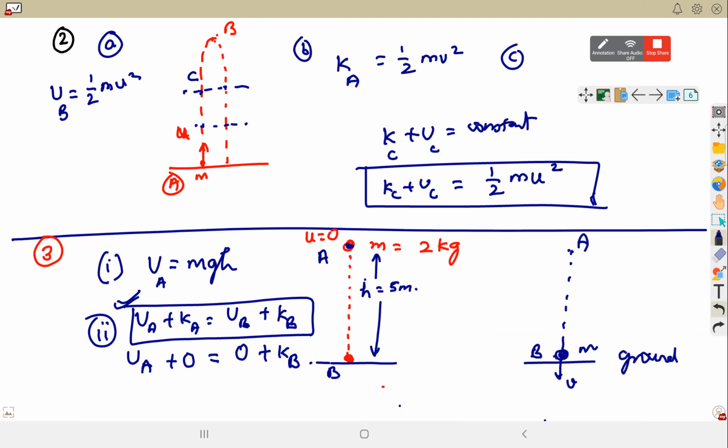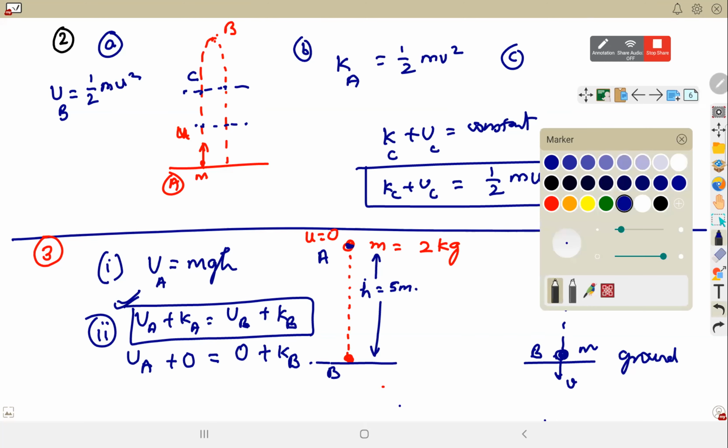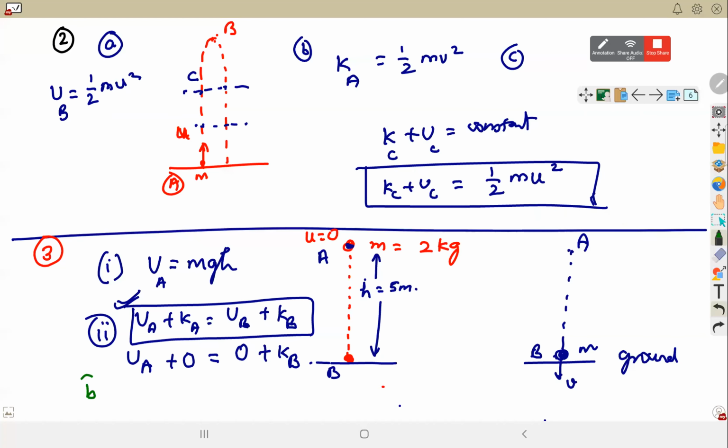Third part, what happens to the mechanical energy after the ball hits the ground and comes to rest? Okay, sorry. Just that it came down, hit the surface and comes to rest. Then what happened to its energy? The energy that it possessed, where did it go?